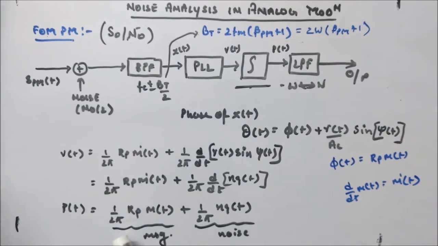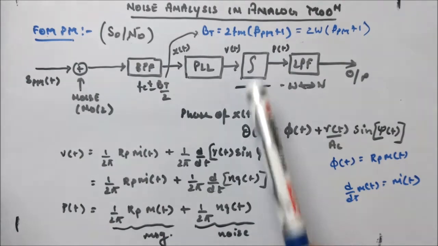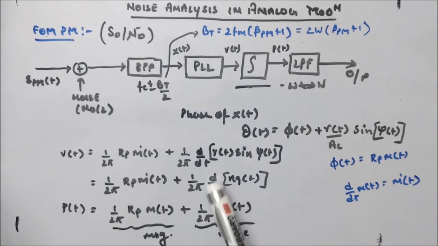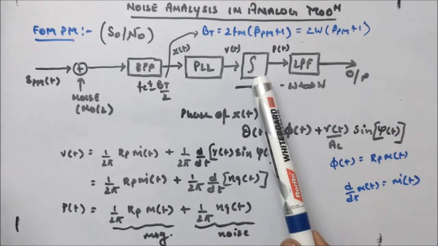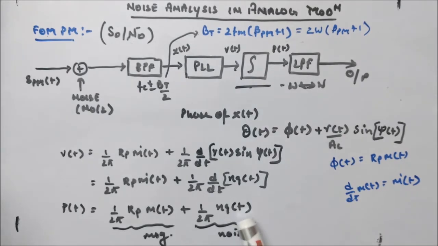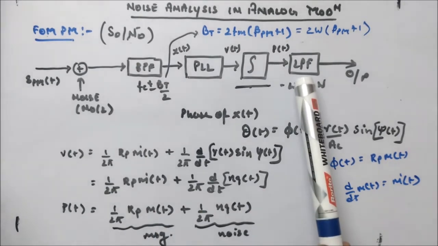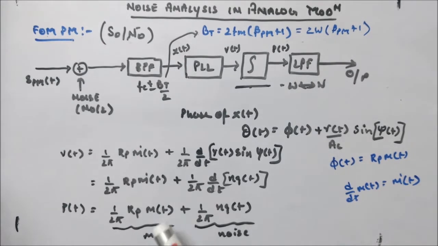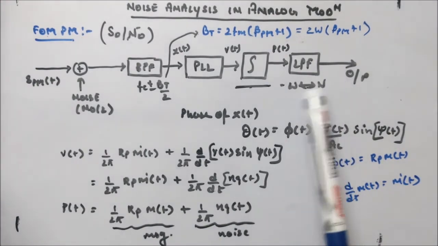PT we have got 1 by 2 pi kp mt because it has been integrated, and 1 by 2 pi, and this d by dt will get cancelled with this integrator. So nq(t) you will get at the output. This will be your noise part, this will be your message part. Via LPF this will easily get passed since m(t) is there. These are constant, and we have to analyze the effect of nq(t) after passing through LPF.